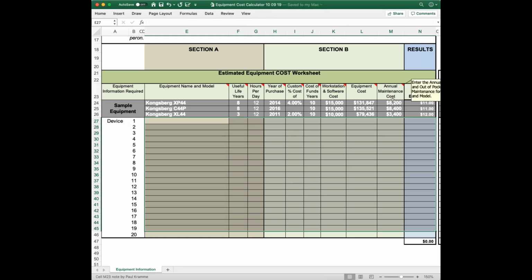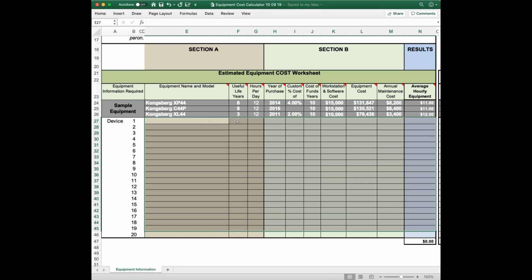And then finally, if it's under a service agreement, what the annual cost of that service agreement is, plus any out-of-pocket expenses related to maintenance, maybe for things that aren't covered in a service agreement. It could also, if any of the software for the dedicated workstation is on an annual subscription basis, be included in the annual maintenance cost.